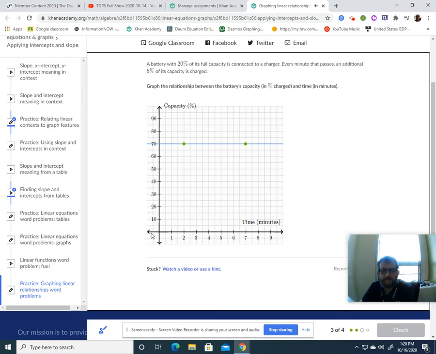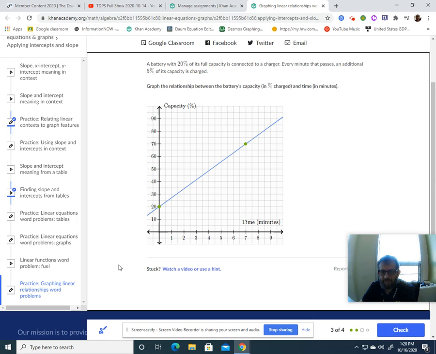2 for 2. A battery with 20% of its full capacity is connected to a charger. Every minute that passes, an additional 5% of its capacity is charged. A battery with 20%. So we start out right at the beginning at 20%. So we started out when we hadn't plugged it in yet, it was already at 20%.